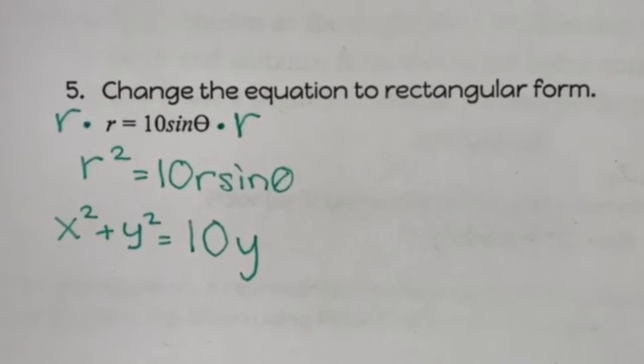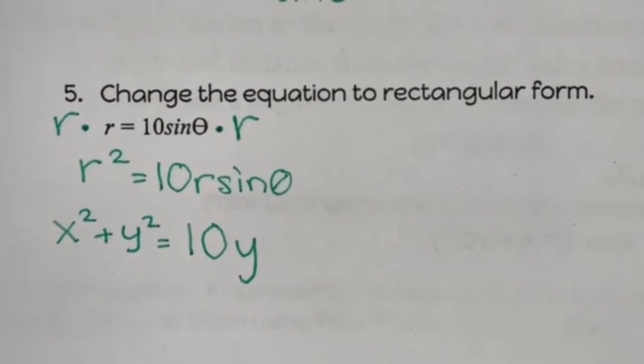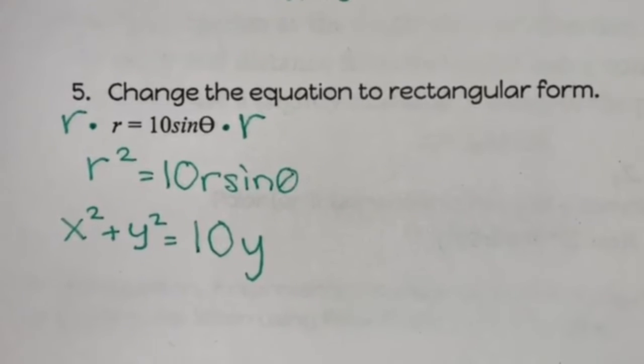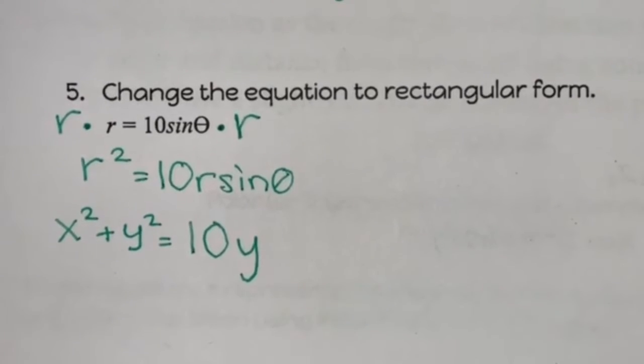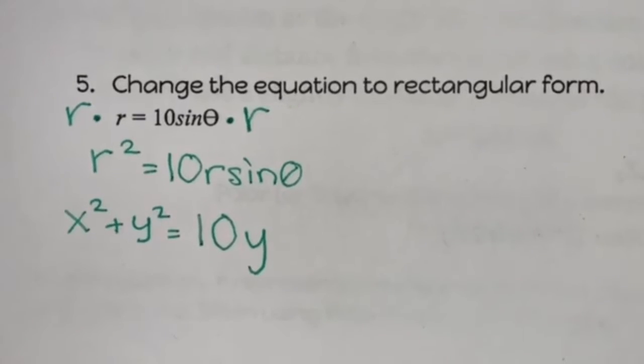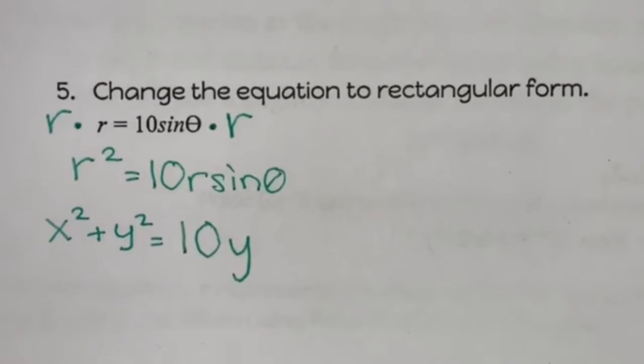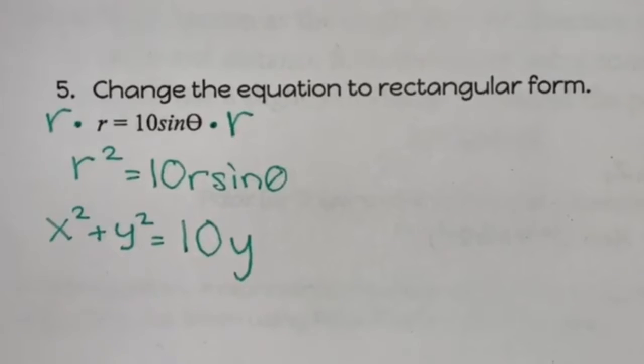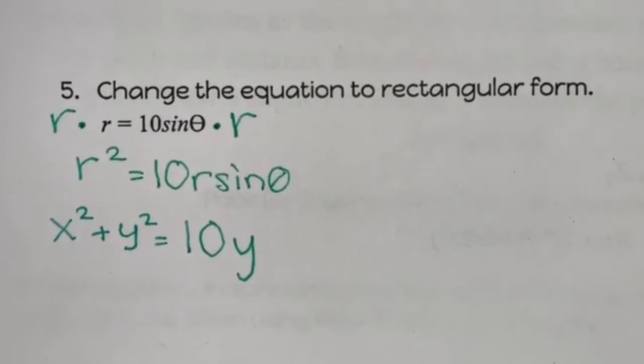After this, you use the formula x squared plus y squared equals r squared, and you substitute r squared with x squared plus y squared. Then you know that 10r sine theta equals 10y. You set them equal to each other, and that is your final answer.